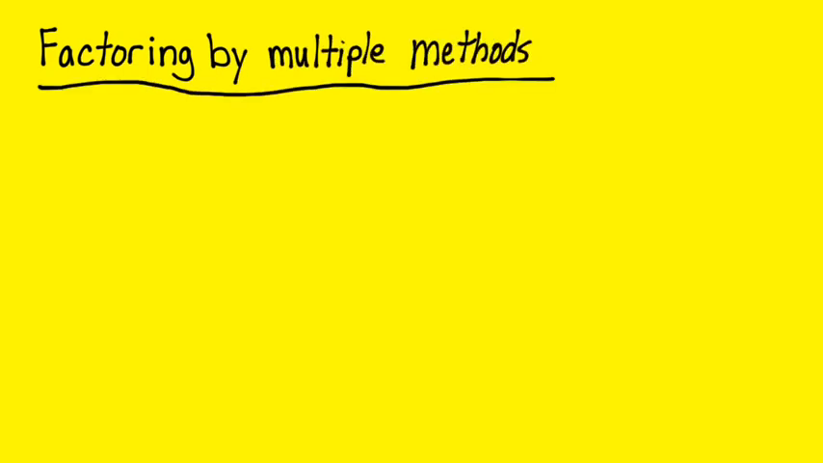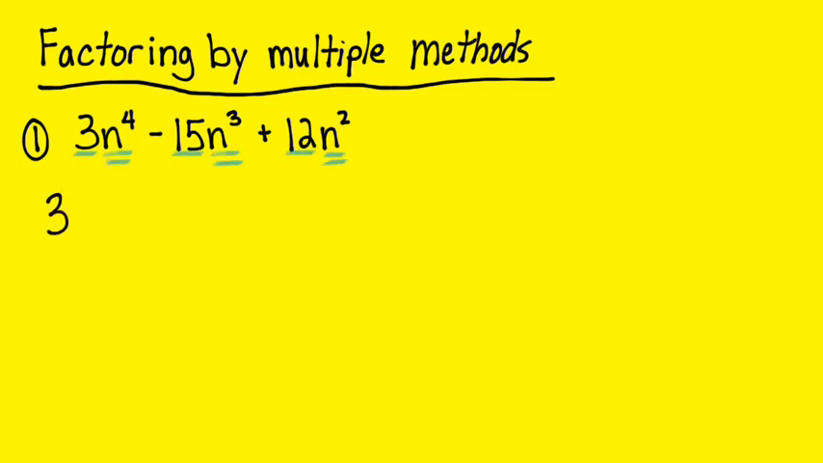Filtering by multiple methods. Let's see. So when I start here, I always see if I want to take out a GCF. It just makes my life easier, right? I mean, obviously I could do the AC method, but it's easier to take out a GCF of 3n squared.